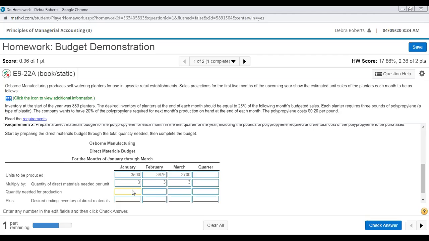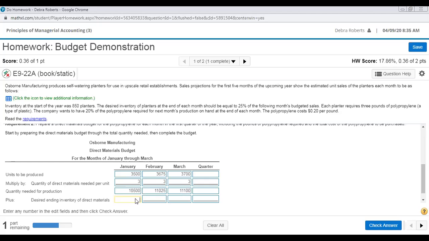Now what we need to do is calculate a multiplication. I'm going to get my document here. If I multiply 3 times 3,500, I get 10.5. I'm going to do the same thing, 3 times 3,675, and I get 11.25. And then for here, I get 11,100. Not bad at all. That's all you need to do.